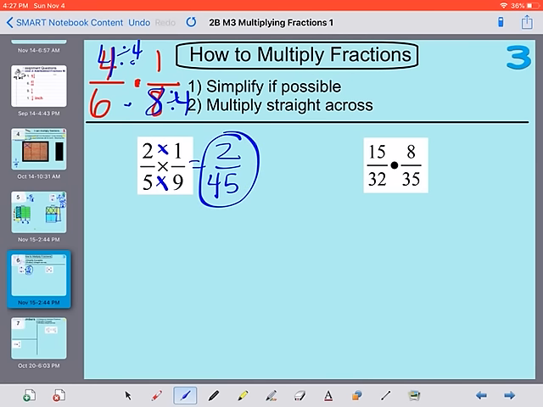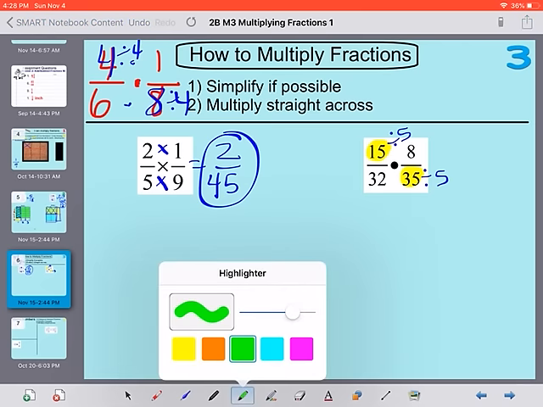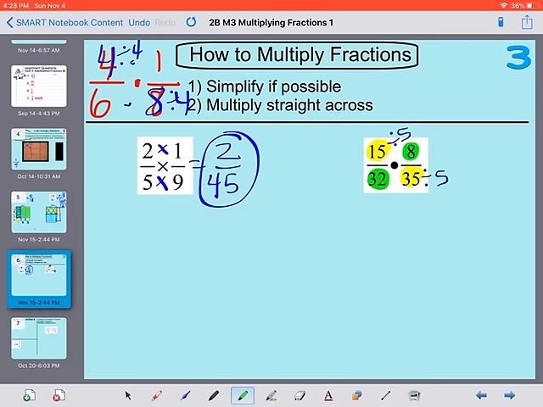This next one, though, we can simplify. So if we look at our top and bottom here, 15 and 35 are both multiples of 5. And since it's all multiplication and division, we can simplify. I'm going to divide this by 5 and this by 5. If I look at our other cross here, we have 32 and 8, which are both multiples of 8. And divide that by 8 and that by 8.